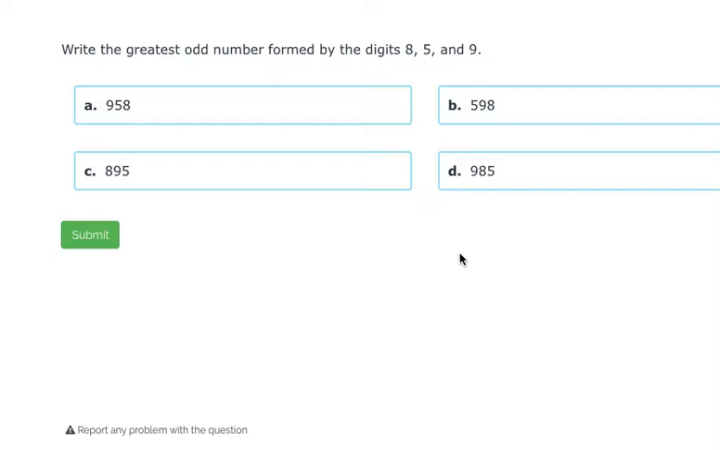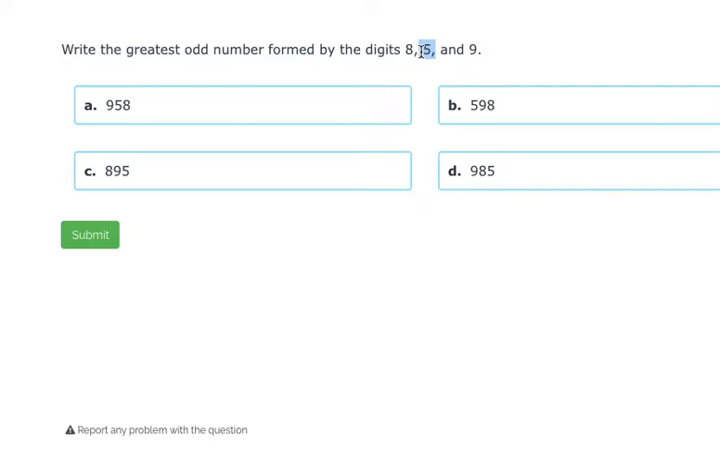Write the greatest odd number from the digits 8, 5 and 9. So I can say 9 will be at the first because it's the biggest and it should be really big. Then 8 will come in the middle, then 5, and it's still an odd number.